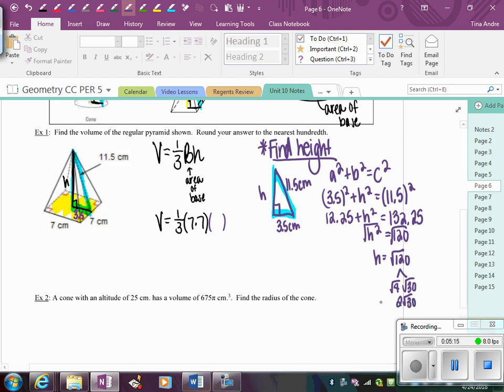That would work. So that's going to be your height. So then if I take the square root of 120 and plug it back in, my volume, so I'm going to go ahead and type all of that in. So 1/3 times 7 times 7 times 2 root 30. That's going to be 178.92. And it says to the nearest hundredth.